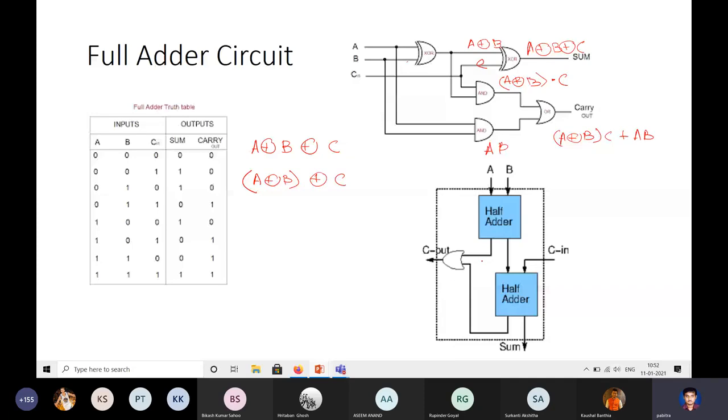Okay, so now let us come to the final goal, which we'll do in today's lab. You have an n-bit parallel adder. That means I want to add n bits simultaneously, not just 1 bit at a time.